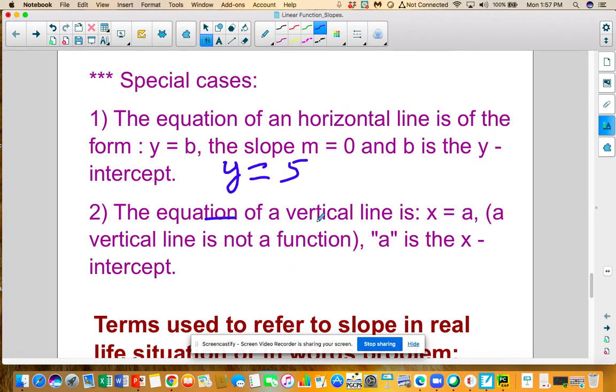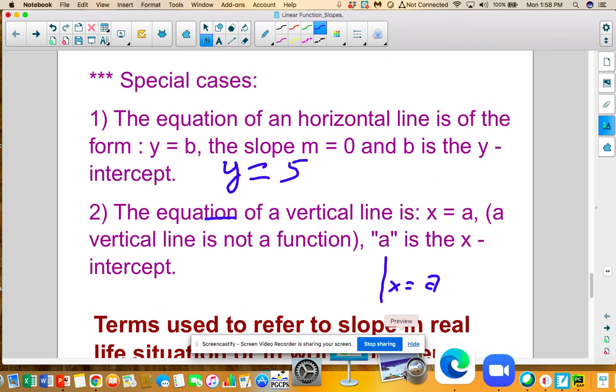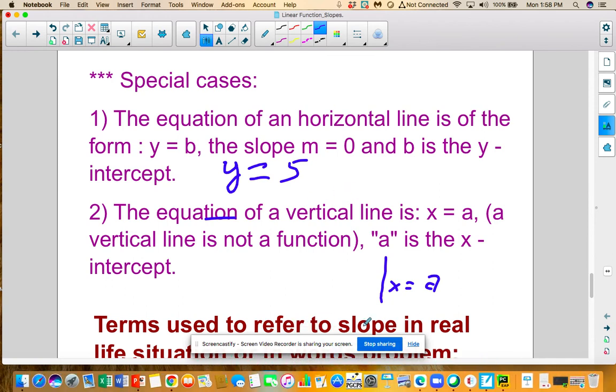So the equation of a vertical line is x equals a. Remember, a vertical line is not a function. In this case, a represents the x-intercept, which means where the vertical line crosses the x-axis. That's what that a is. So x equals a is the equation of a vertical line, and again, a vertical line is not a function.